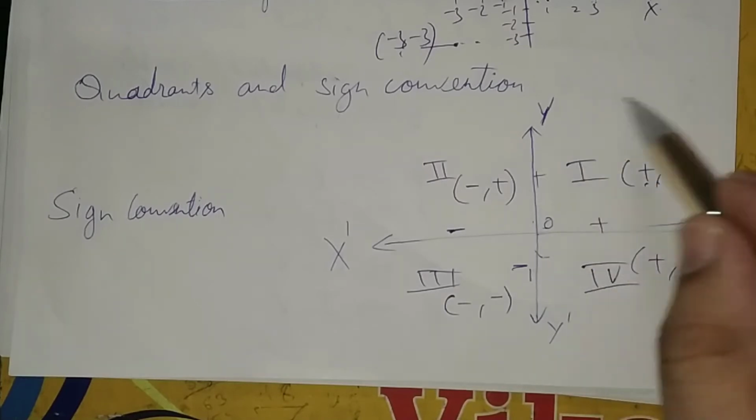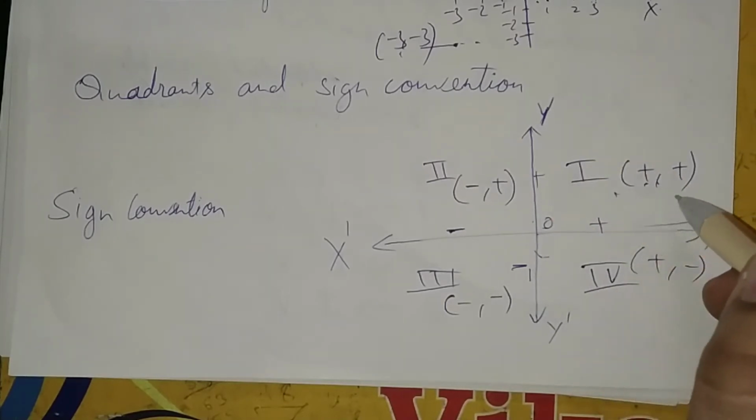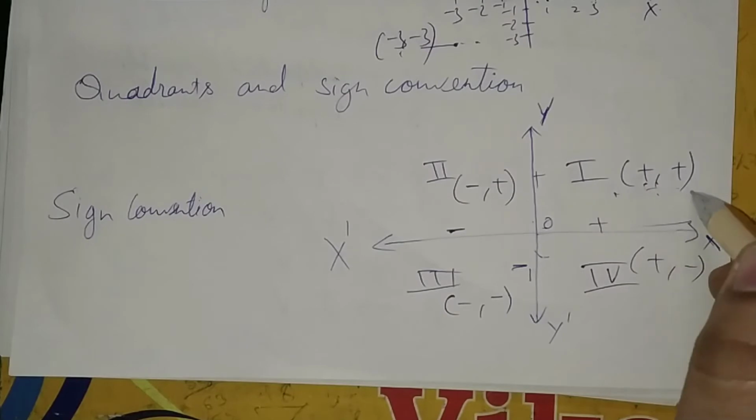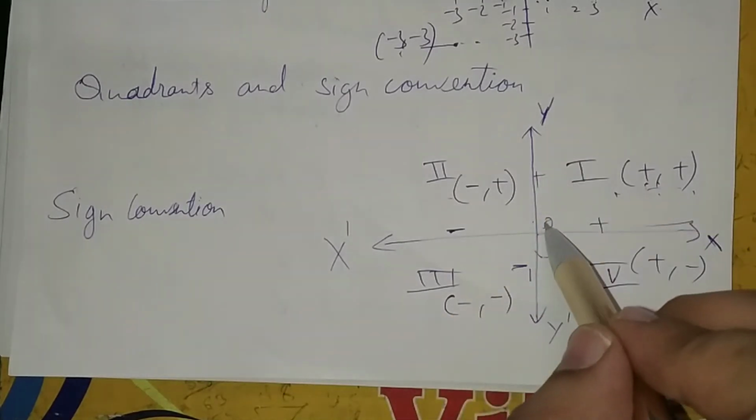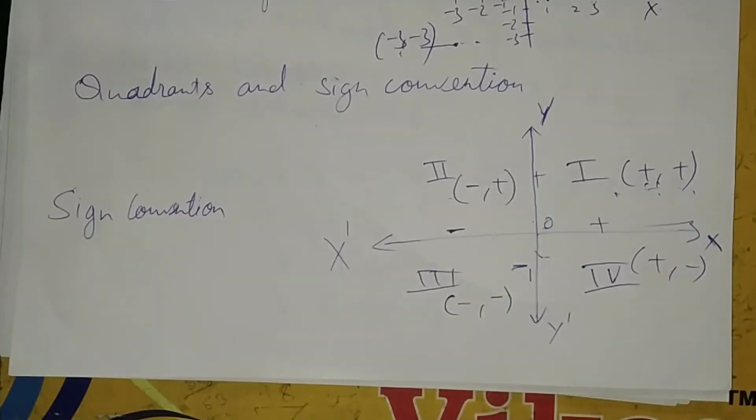So if a point lies in the first quadrant, both coordinates are positive, and in the second quadrant, x is negative and y is positive. In the third quadrant, both are negative. In the fourth, x is positive and y is negative.